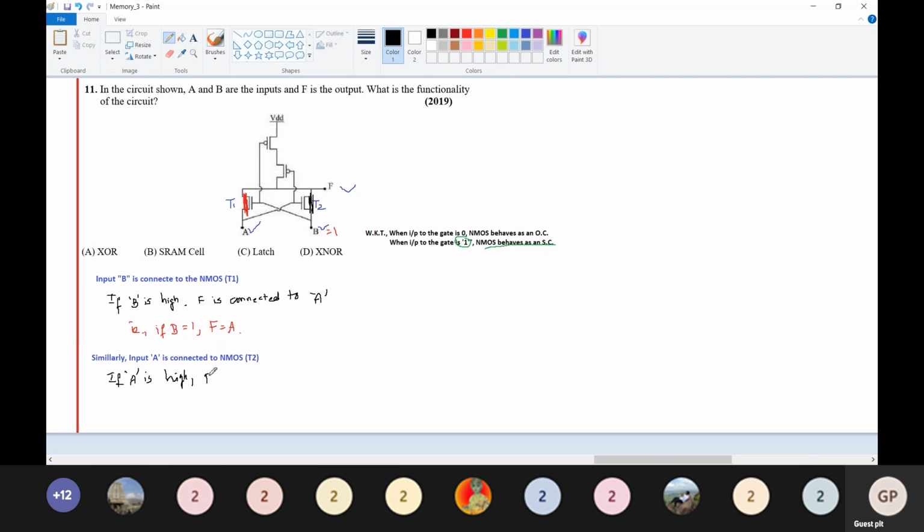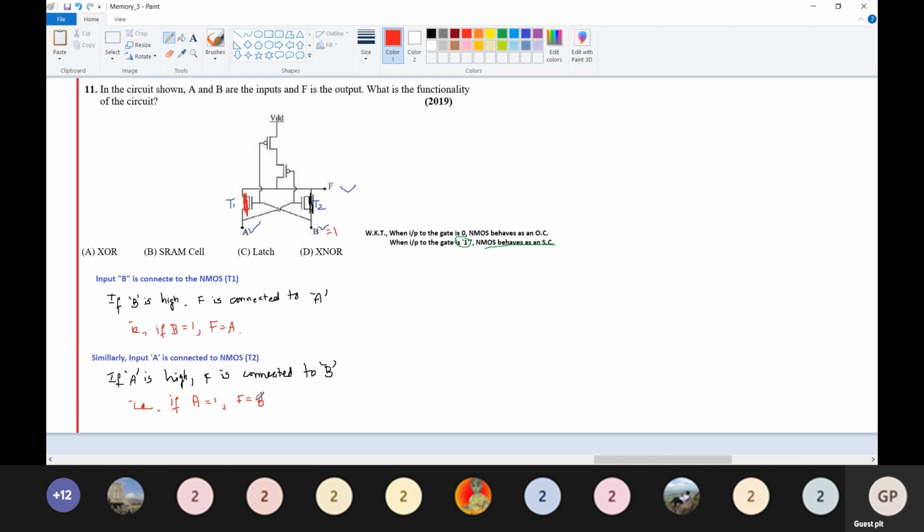F is connected to B. So similarly, if A is equal to 1, F is equal to B.